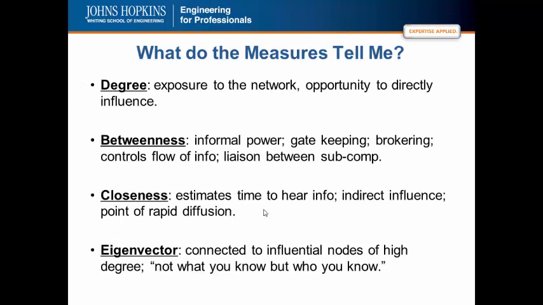What do the four measures tell me? Degree is exposure to the network, the opportunity to directly influence. Who do you think would be popular with understanding and having experience with that group? Betweenness centrality is informal power. How often does a node lay on the shortest path? How easy is it for them to broker knowledge and resources across the network? Closeness estimates the time to hear information, its indirect influence, its diffusion processes. We just discussed eigenvector.